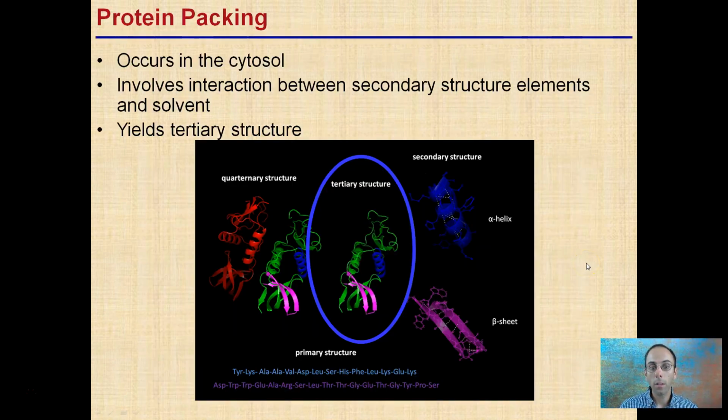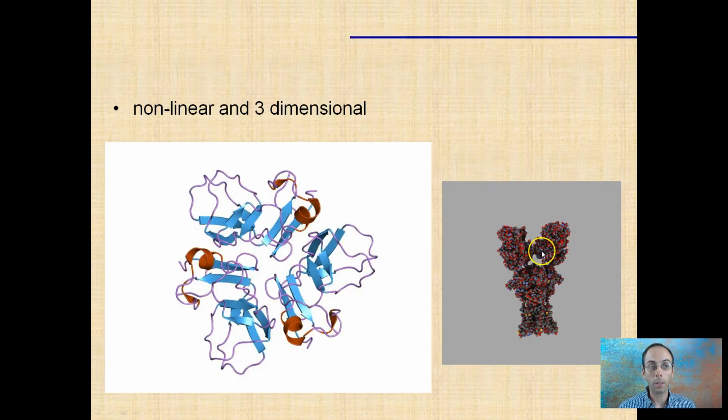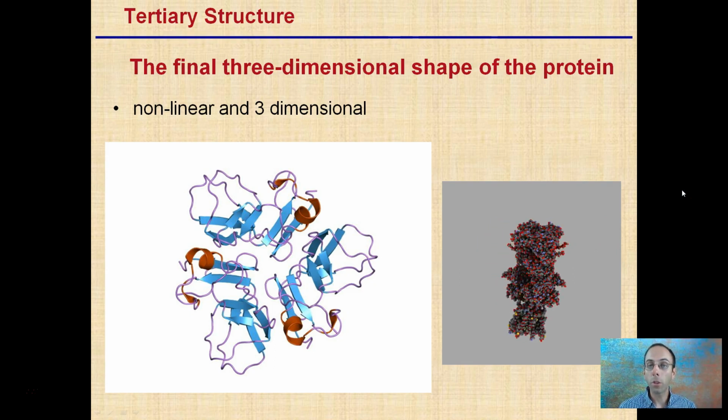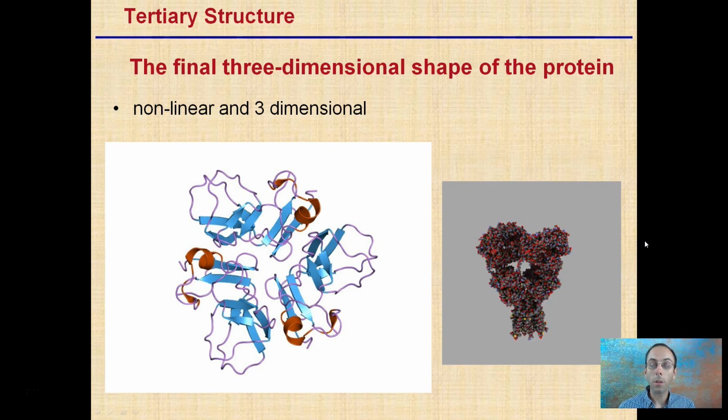In the cytosol, we're looking at now our tertiary structure. It involves interactions between secondary structure elements, yielding the next level, our tertiary structure. So you can see right here we have an alpha helix, here we have a beta sheet, now we're getting further interaction that's occurring. These tertiary structures, this final three-dimensional shape of the protein, you can see that image here, they're nonlinear and they're three-dimensional.